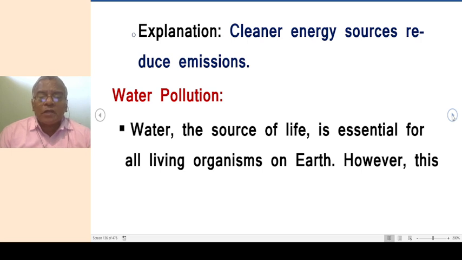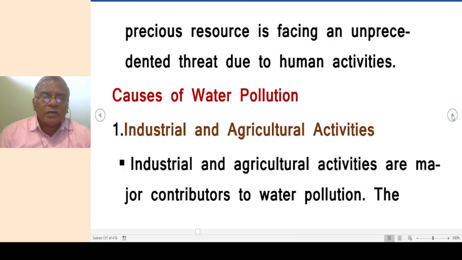Water, the source of life, is essential for all living organisms on earth. However, this precious resource is facing an unprecedented threat due to human activities. What are the causes of water pollution? Industrial and agricultural activities. Of course, we know industrial and agricultural activities are major contributors to water pollution.